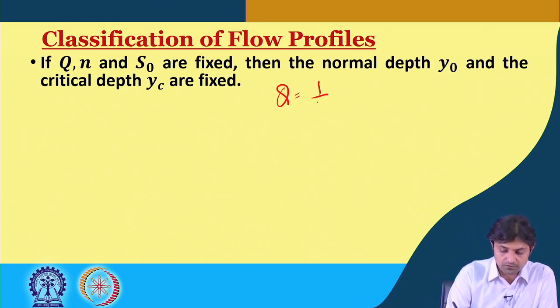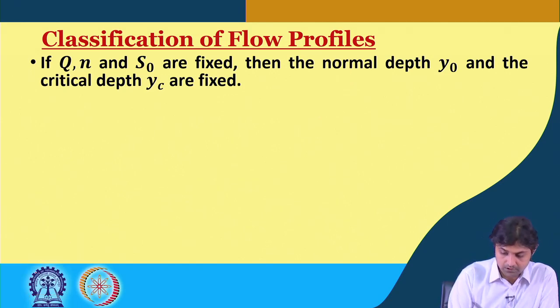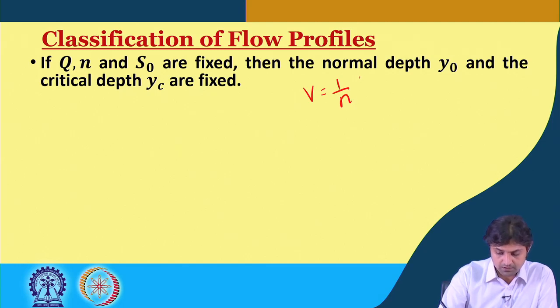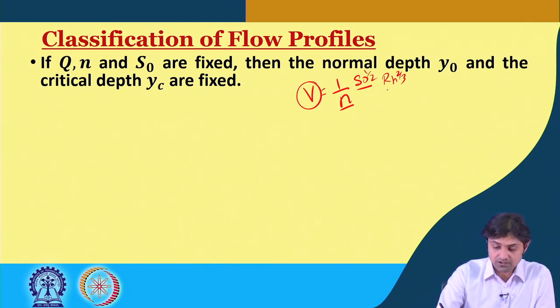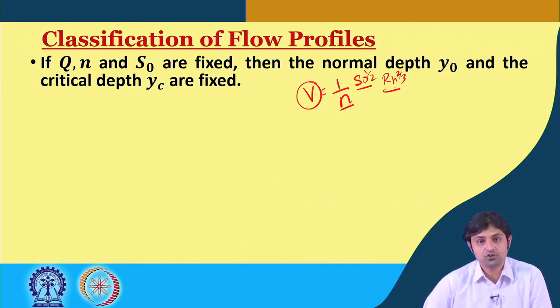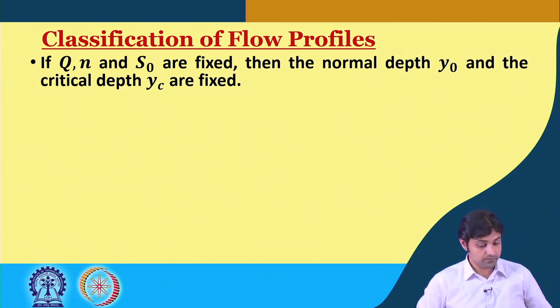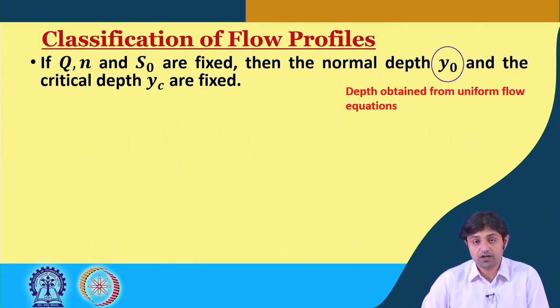See, Q is equal to 1 by n, the Manning's equation, A R h to the power 2 by 3 S to the power half. So, S naught is fixed, n is fixed, and then Q, depending upon the cross section, Q by A, that is also going to be fixed. So, this normal depth y naught and the critical depth y c are also fixed, if we know all these three values. The depth y naught is the depth which is obtained from the uniform flow equations.